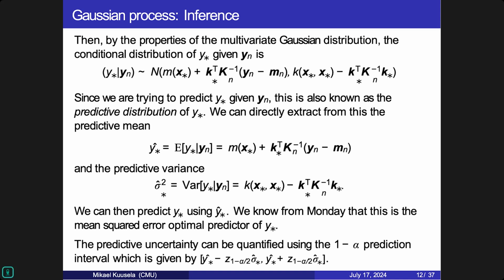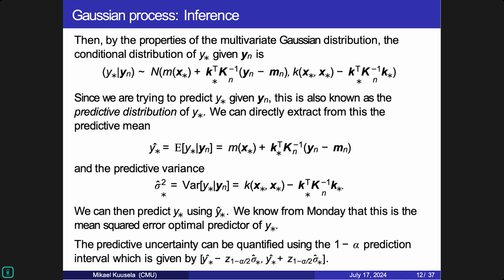Okay, so now we have this conditional distribution. This distribution tells us everything we know about the unobserved location given what we have observed. And notice, to get this, the only thing we need to know is how to work with multivariate Gaussians. This is the reason Gaussian process is so popular: really the only thing you need to know is how to work with multivariate Gaussians.